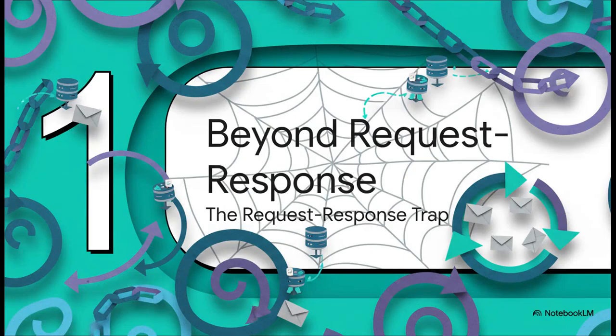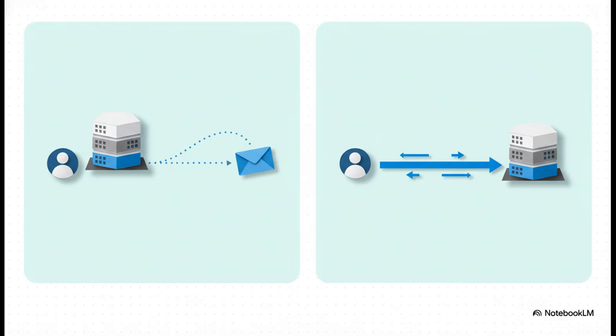So first up, before we can even talk about the solution, we've got to get on the same page about the problem. And that problem is what I call the request-response trap. It's just the default way the web communicates. Think about it like this. Standard HTTP is basically like snail mail. Your app, the client, sends a request, that's the letter, and then it just waits for the server to reply, which is fine for fetching a website.